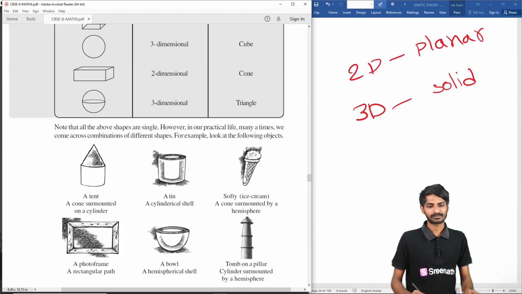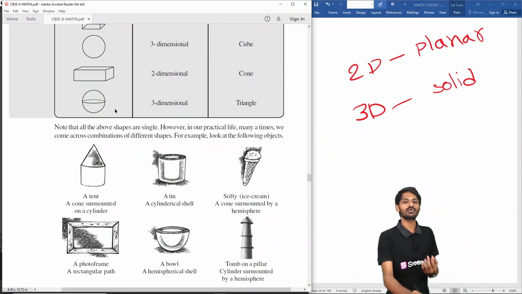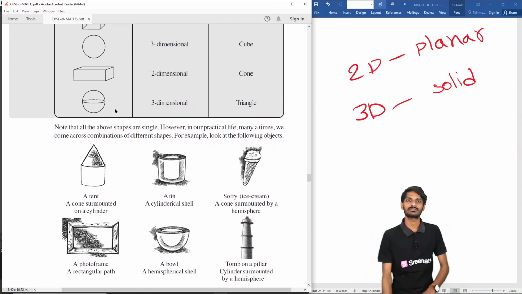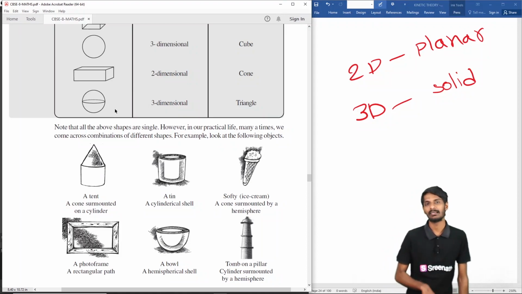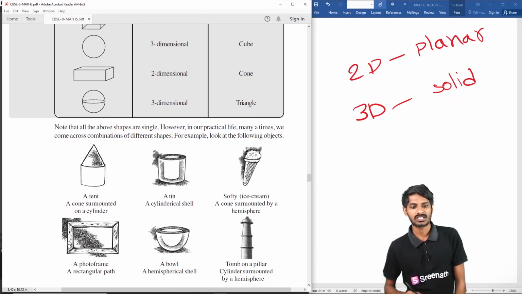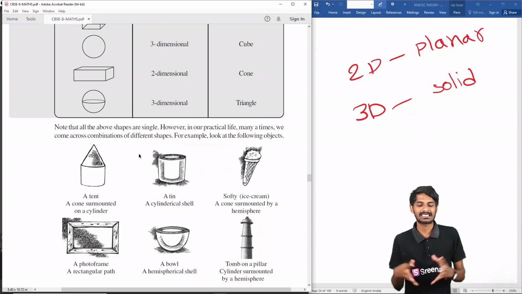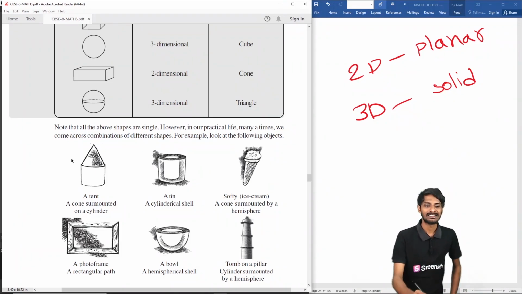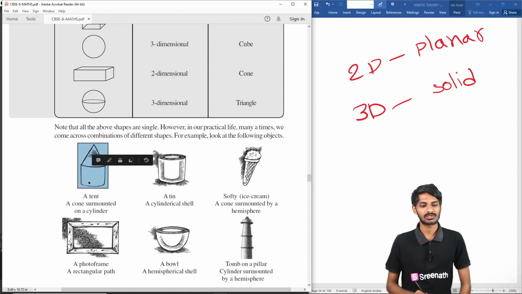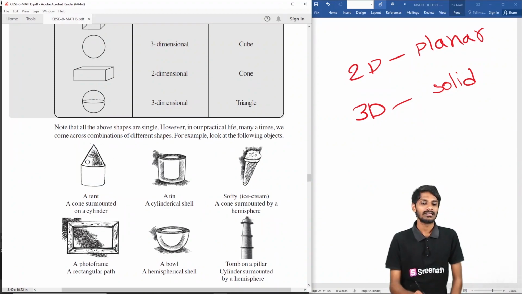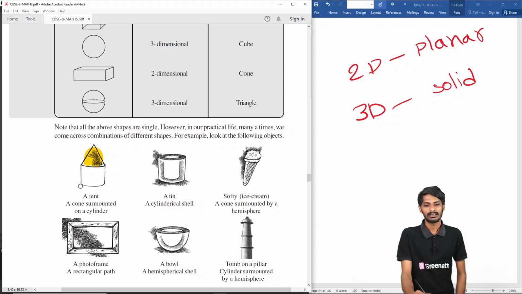Okay. So if you look at those things, all these 3-dimensional shapes are single. But in practical situations, we come across situations where different shapes are mixed up. Look at this picture. Here it is a cone-shaped tent with cylindrical side walls. So it is the mixture of cone and cylinder.